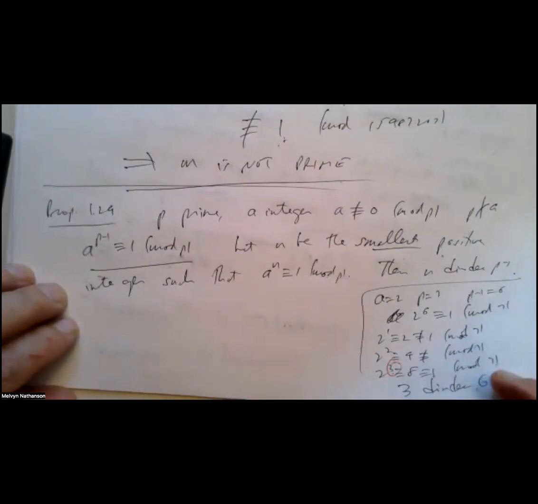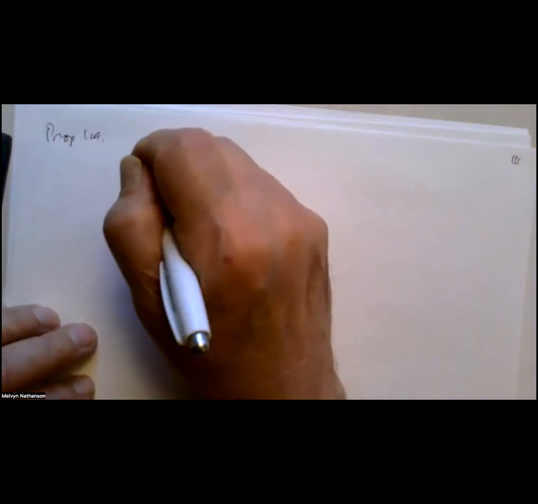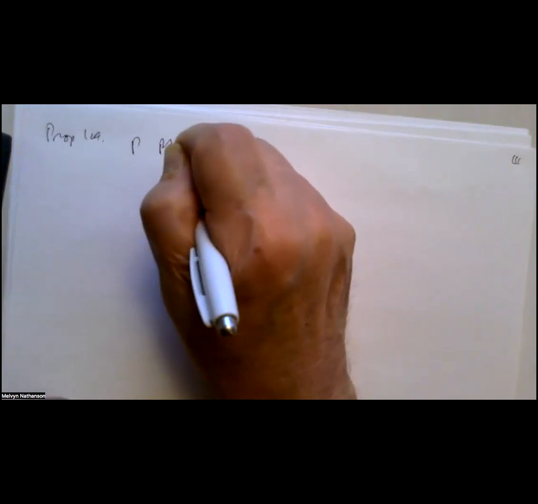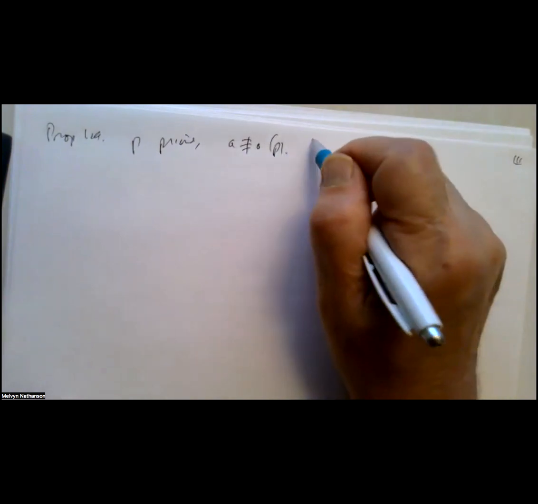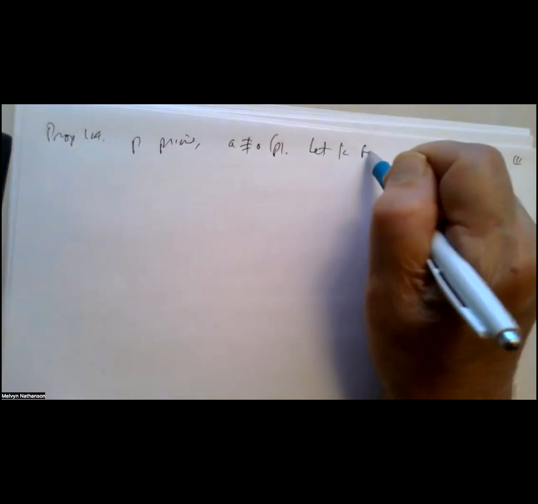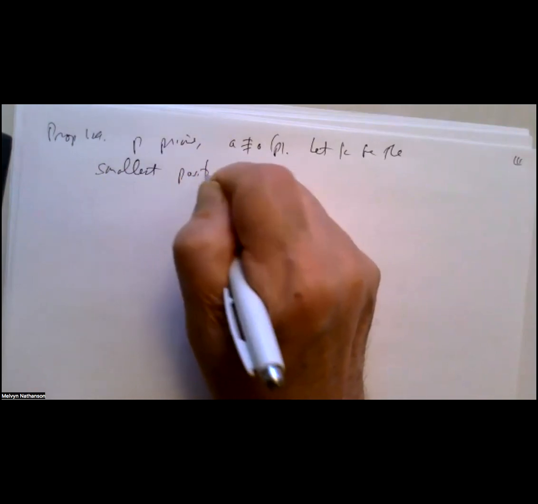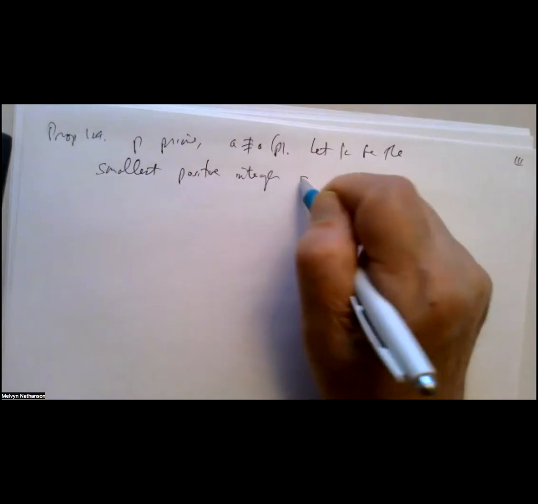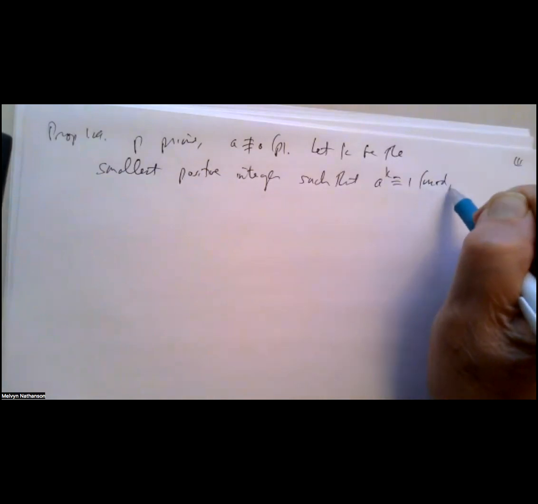Actually, I'm going to state this, so I want to follow the text. I want to state this in a slightly more general way. So it'll be the following. This is Proposition 129. So p is a prime, and a is not divisible by p. So a is not congruent to 0 mod p. And let k be the smallest positive integer such that a to the k is congruent to 1 mod p.